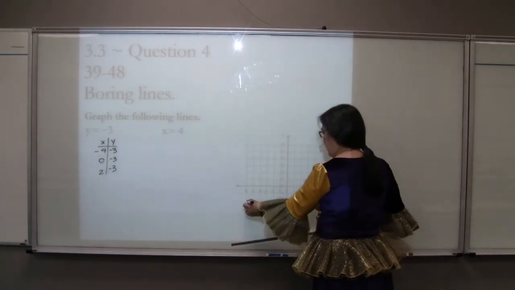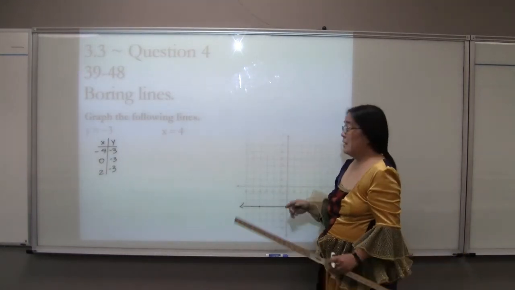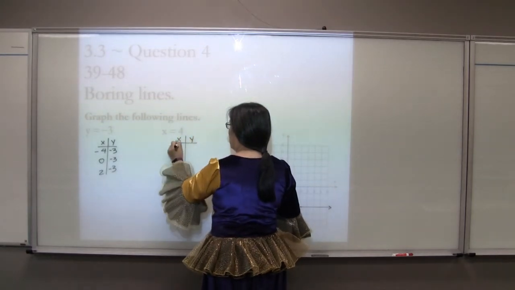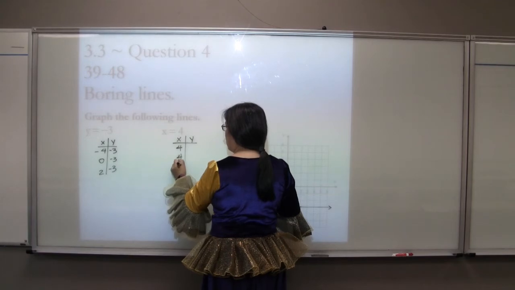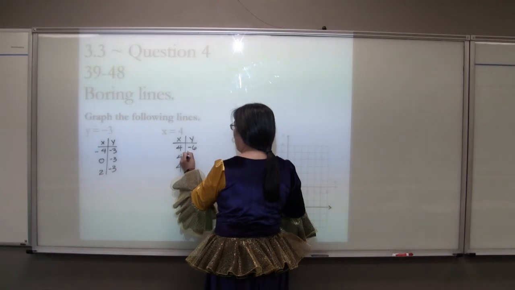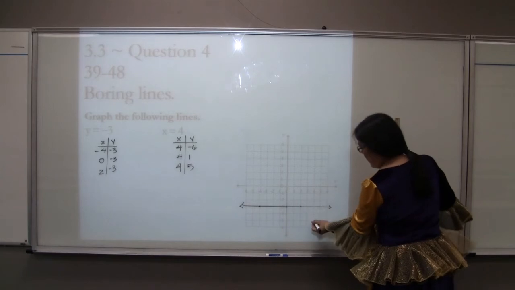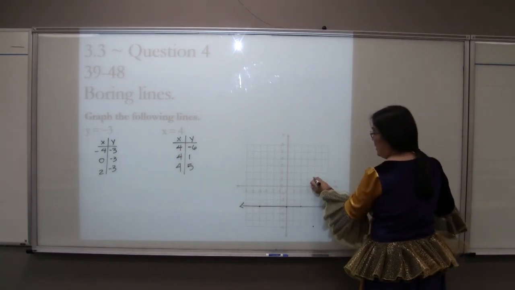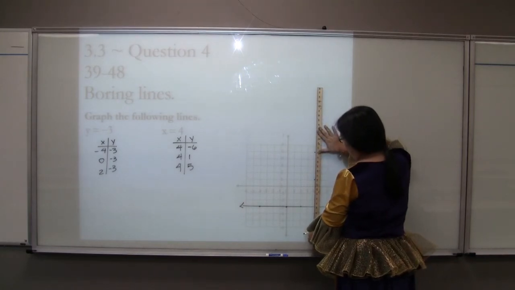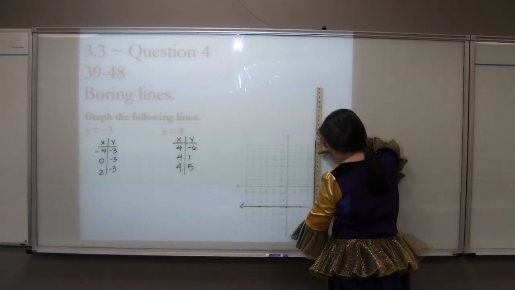Slightly past the edges, arrows at both ends. That is why it's called the line y = -3. Aha, but wait, there's more. There's x = 4. That means that x is always going to equal 4, even if y was -6, even if y was 1, even if y was 5. All right, so 4, -6, 4, 1, and 4, 5. We are going to have all these points and more along the line. X is equal to +4.